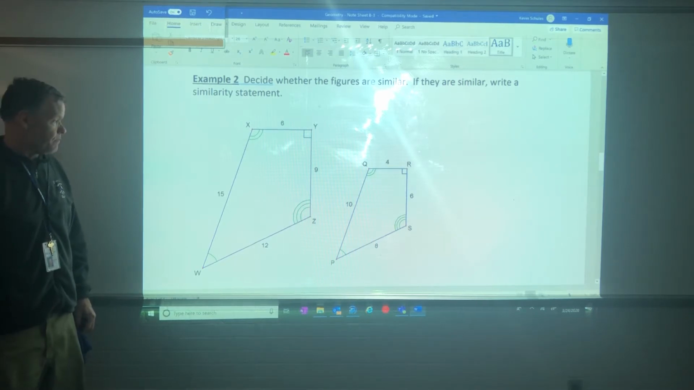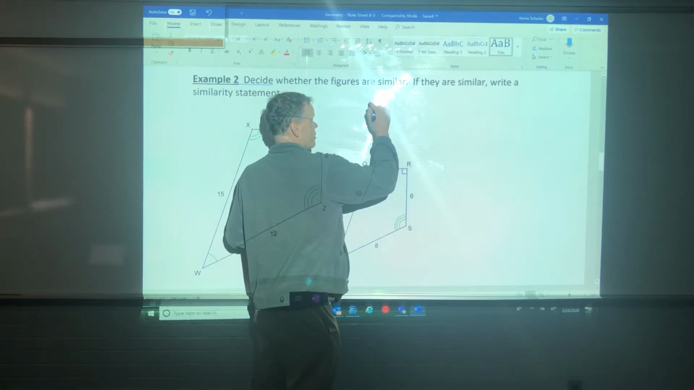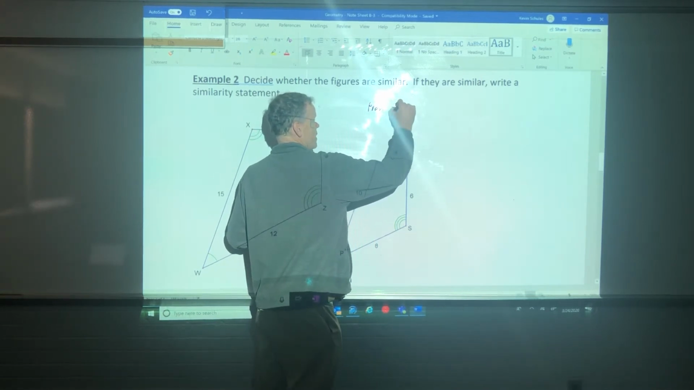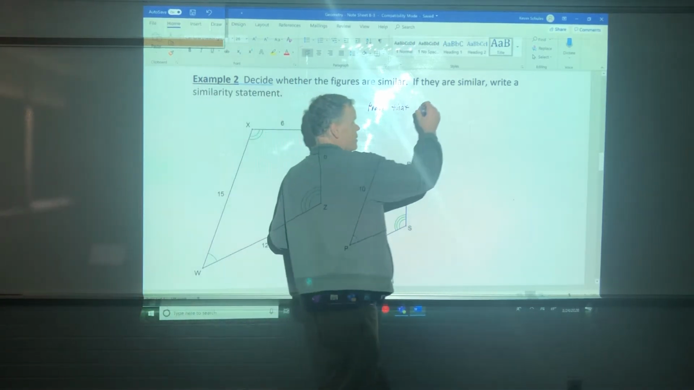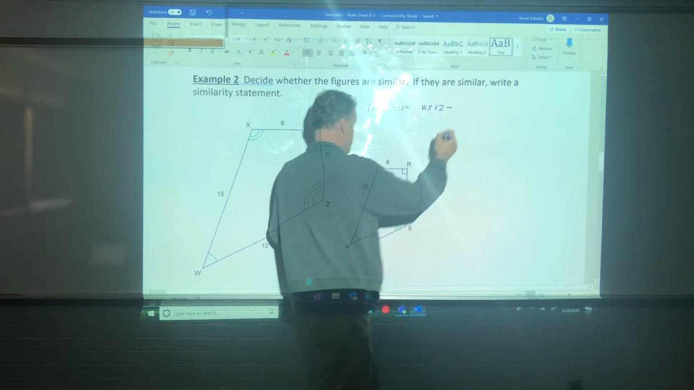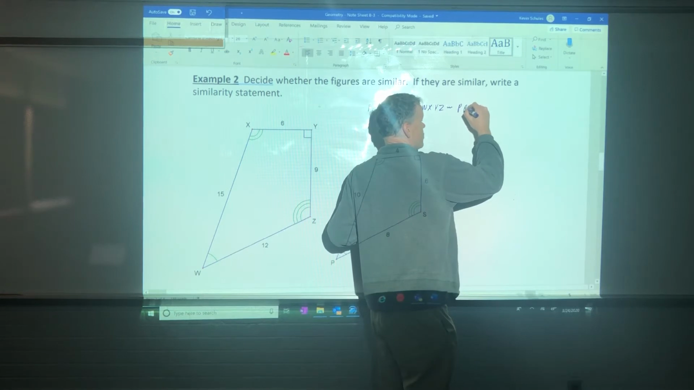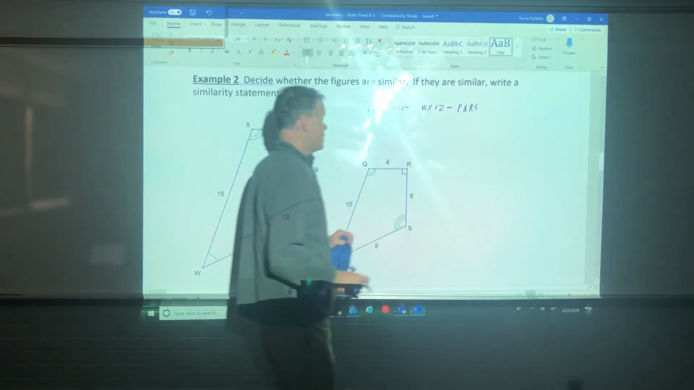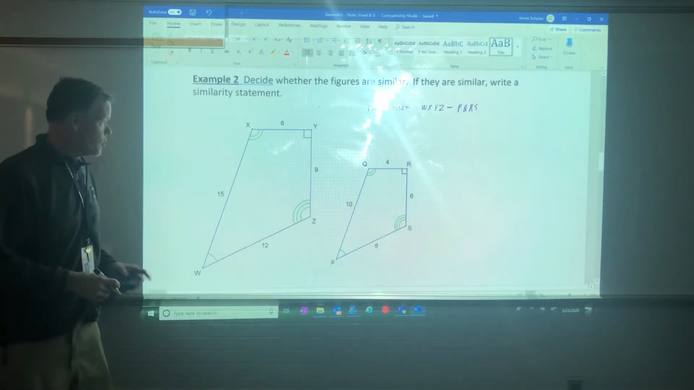So, if you want to try to prove that W, X, Y, and Z is similar to PQRS, figure PQRS, it may or may not be similar. We're going to see. Well, we know we're good with the angles.